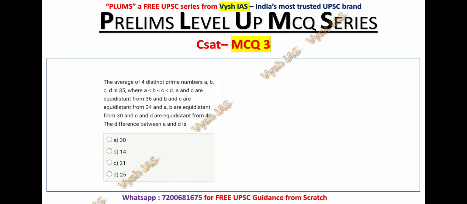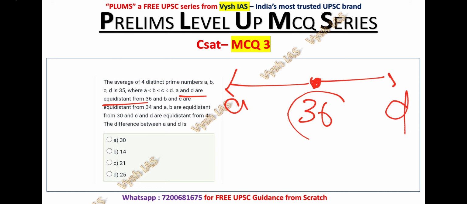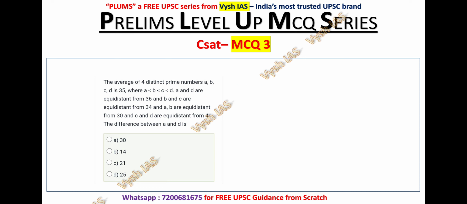So equidistance is nothing but, for example, as the question is given, A and D are equidistant from 36. If 36 is the mid number, then it is equidistant from A and D respectively, right? So 36 will be the midpoint of A and D. So this is what you have to know.